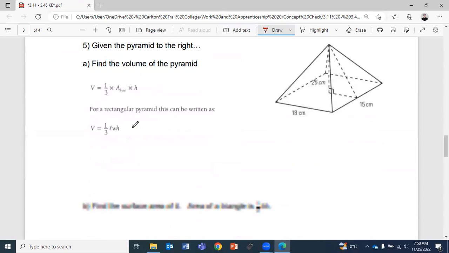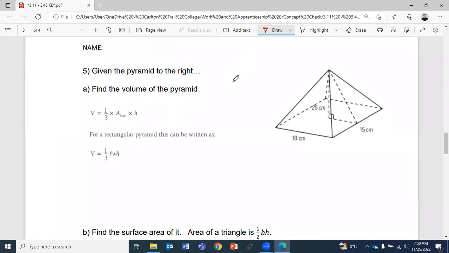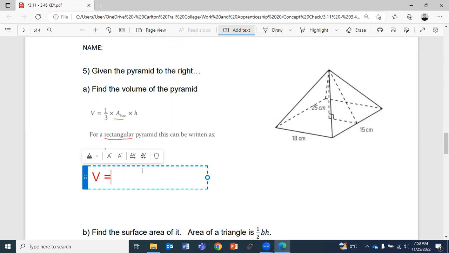Okay, so let's keep going. So now I need to find the volume of my pyramid. So that's the same thing. The third times the area of the base times the height. It's a rectangular pyramid. So the area of my base is just length times width, right? This is a rectangular pyramid, so I can use this. So V equals 1/3 times length times width times height.